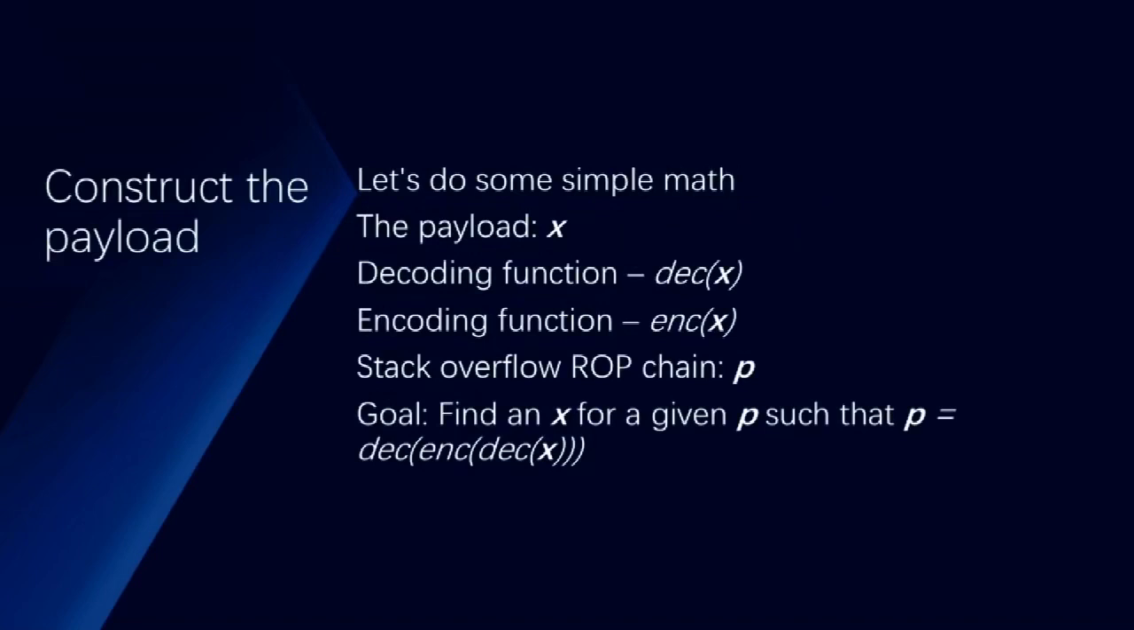Every time you want to solve a problem, you make an abstraction and turn it into a math problem. So we do a simple abstraction here. First, I make the payload x, the decoding function decode(x), and the encoding function encode(x). Our final stack overflow content should be p. So our goal is to find an x for a given p, such that p equals decode(encode(decode(x))). This is exactly what we want: the first x goes through decoding, encoding, and decoding again, and it becomes our stack overflow content.